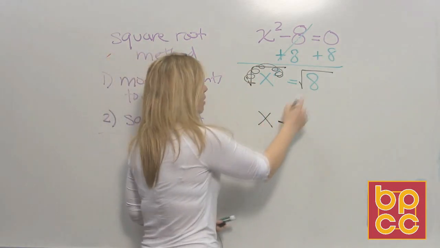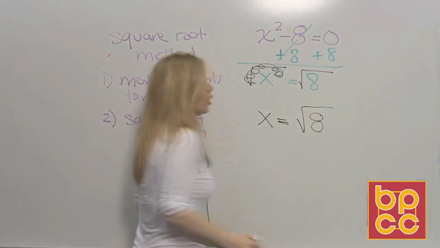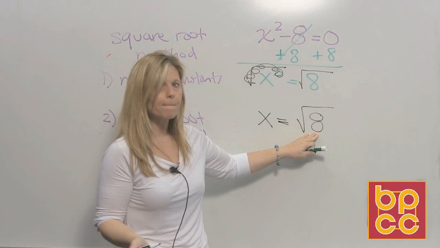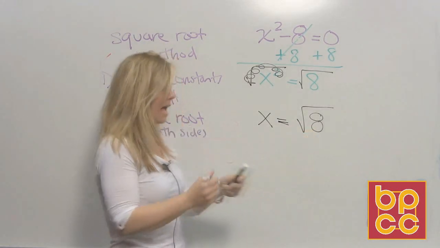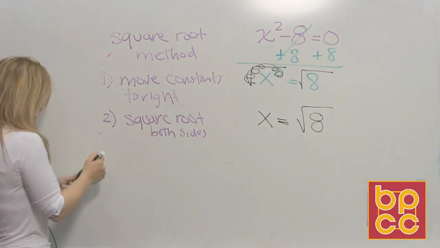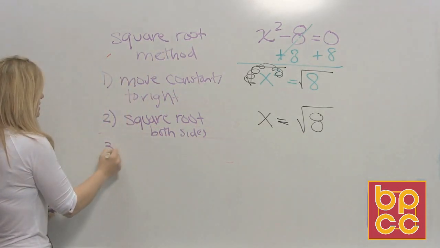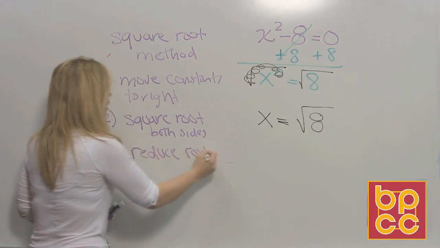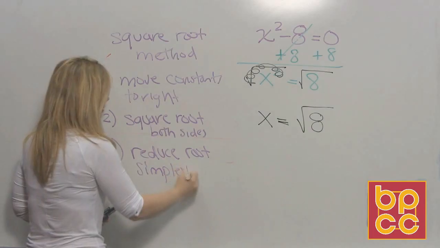Now, on the right side, we have a square root of 8. Well, from our previous lessons, is that a perfect square? No. But what perfect square is in 8? And that's always the third step. After you square root both sides, the third step is then to reduce your root. We have to have our answer in simplest form.